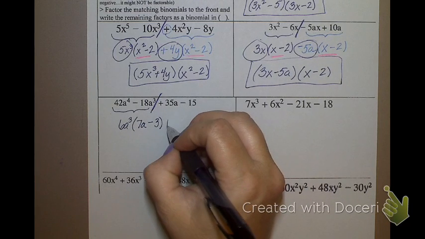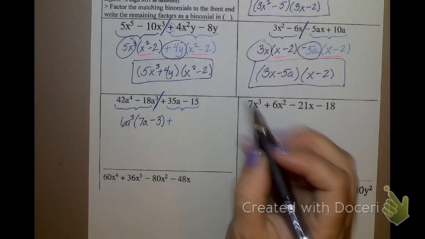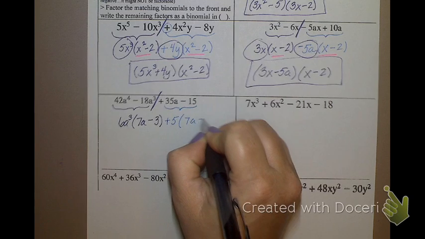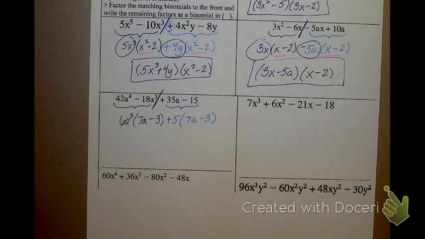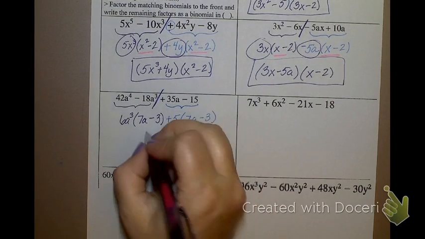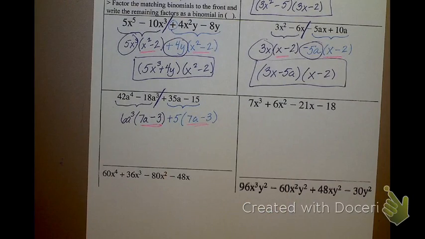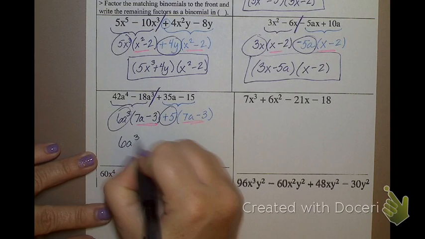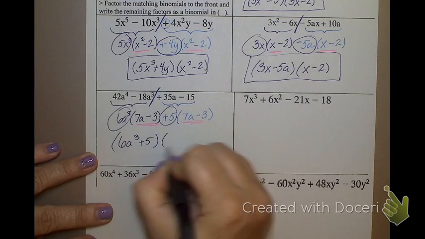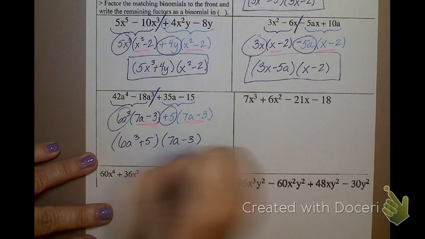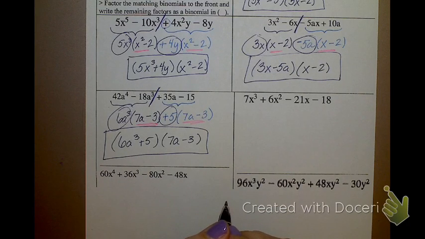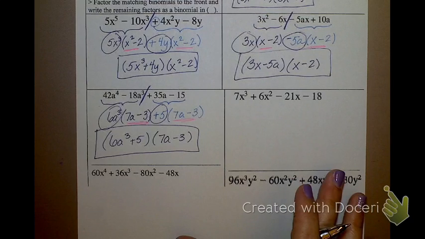What sign would I bring down? The plus. And what do these two have in common? A 5. What would be left inside? 7a minus 3. Do I have my matching parentheses? Yes. You always want to check that. So, what's my final answer going to look like? 6a cubed plus 5 is one of my parentheses, and 7a minus 3 is my other one. Doesn't matter if you write your 7a minus 3 parentheses before your 6a cubed plus 5 one. Doesn't matter. Okay? As long as you've got the same two parentheses.